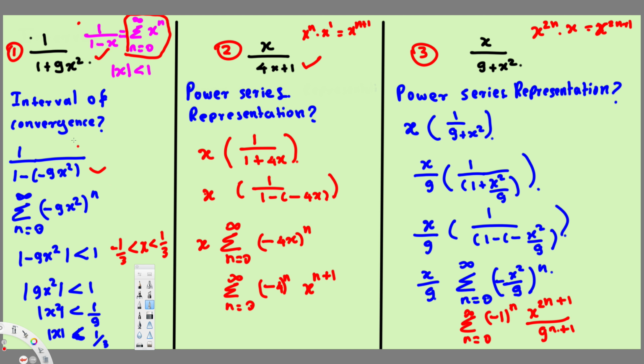And if you want to find the intervals of convergence, you just take this part, the power n part, and then you do the same thing, less than 1, and after that you solve for x, and that's going to be minus and plus, right? That's how we find the intervals of convergence.